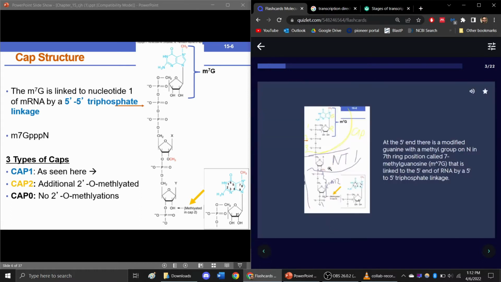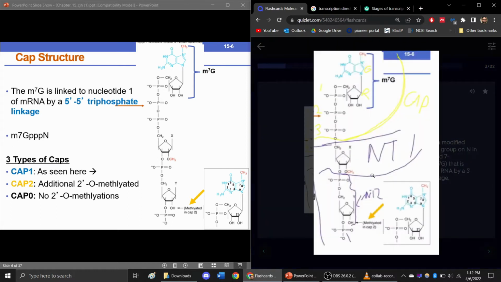If you look here, this is the ribose sugar. Each of the different positions on the ring has its own number. And this right here is the second position. So you have a methyl group there. In cap 1, you have a methyl group on the second position of the ribose sugar. And on cap 2, you have one here, but also on the next nucleotide down the line, the second nucleotide.